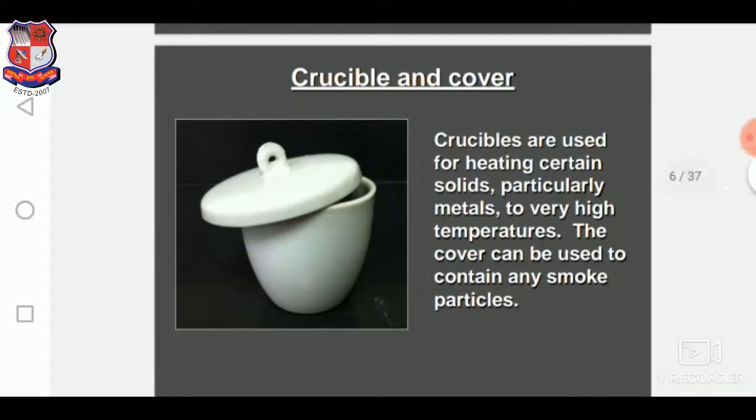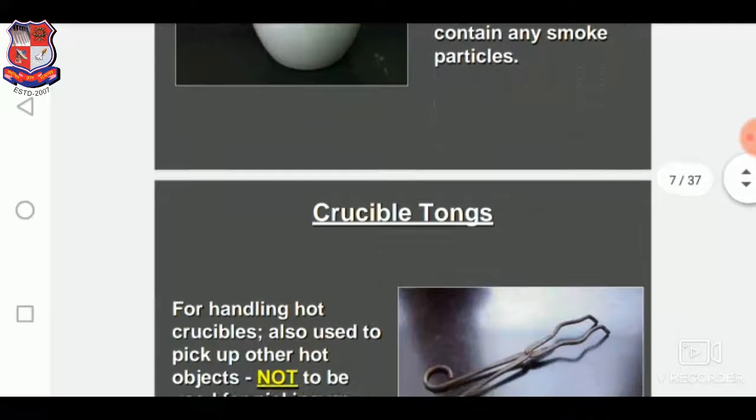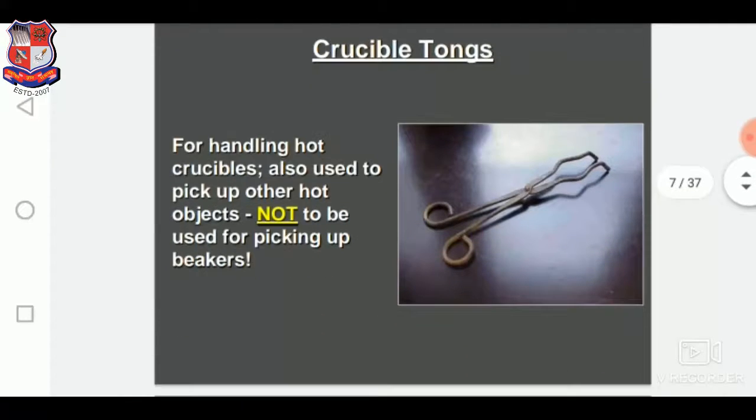Crucible and cover. Crucibles are used for heating certain solids, particularly metals, to very high temperatures. And this is a diagram, a picture of that. The cover can be used to contain any smoke particles. Crucible tongs are again a very important tool for handling hot crucibles. They are also used to pick up other hot objects, but not to be used for picking up beakers.